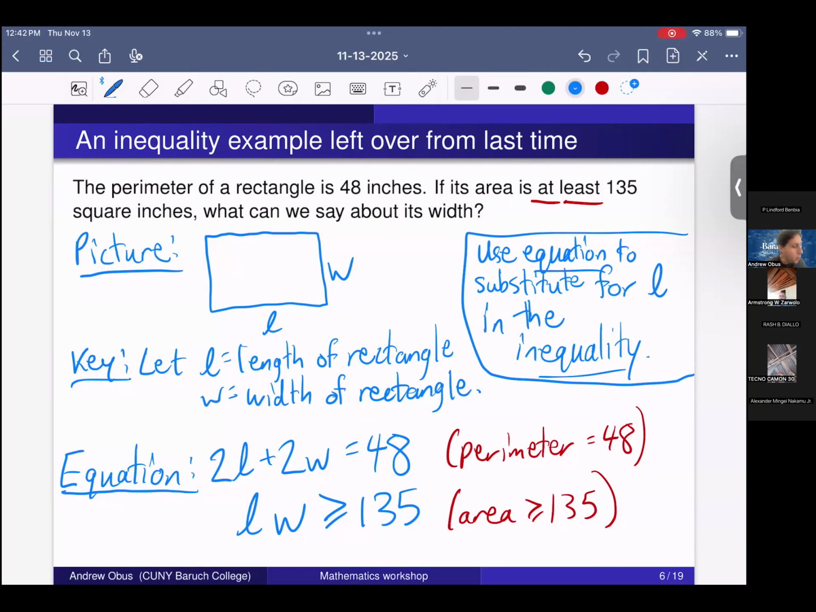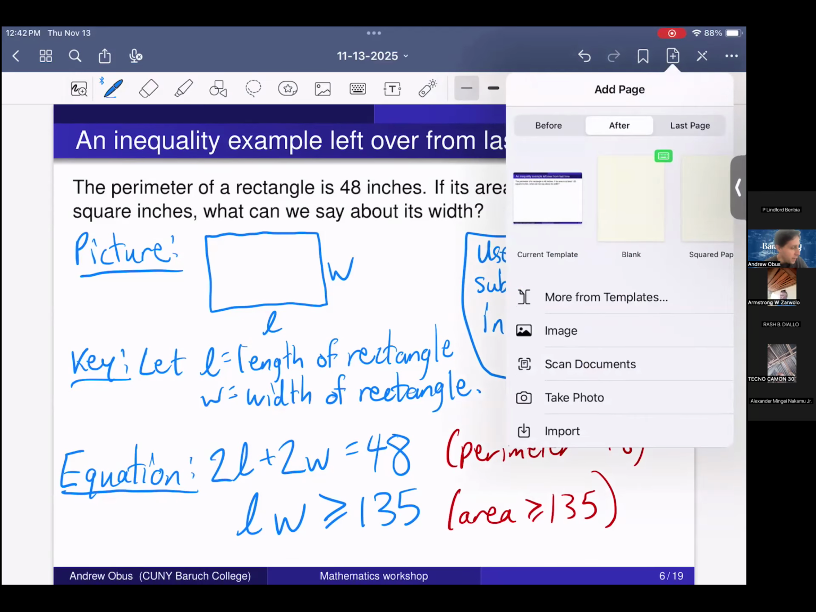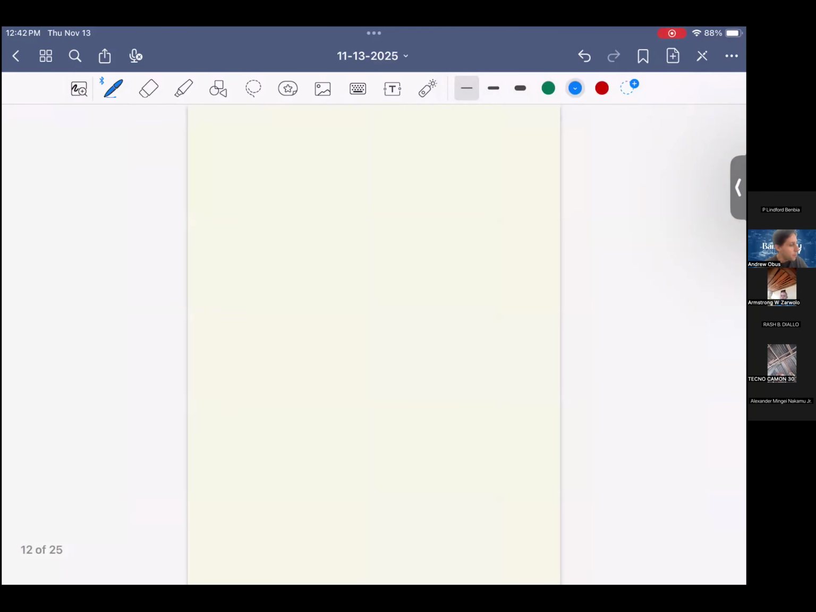Okay, so let me get a new page. I'm just going to copy the equation: 2L plus 2W equals 48. And also L times W is greater than or equal to 135.